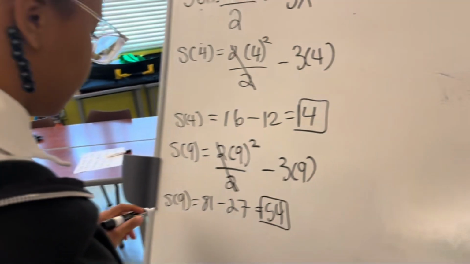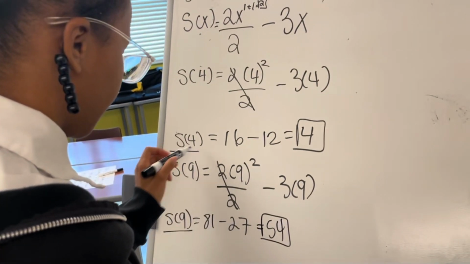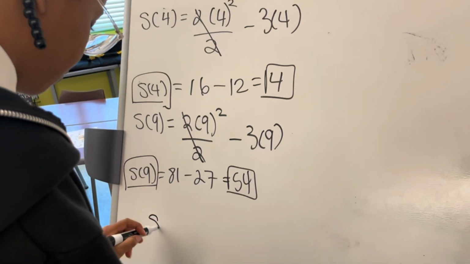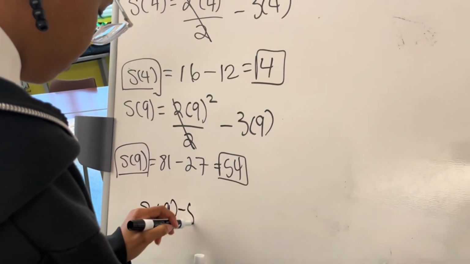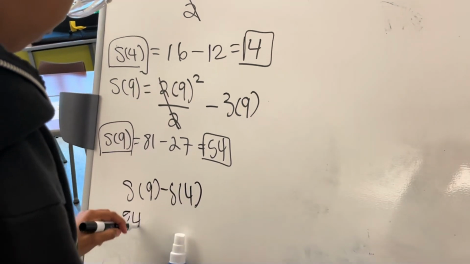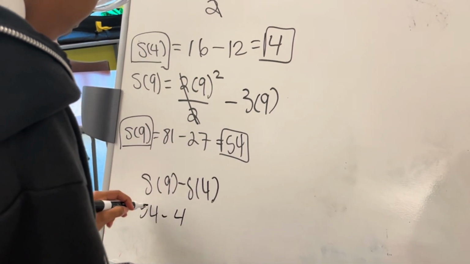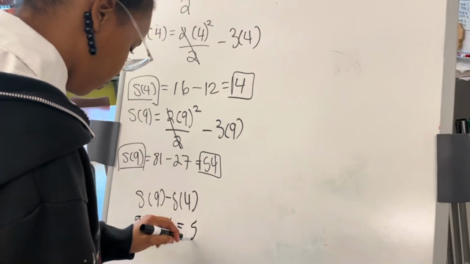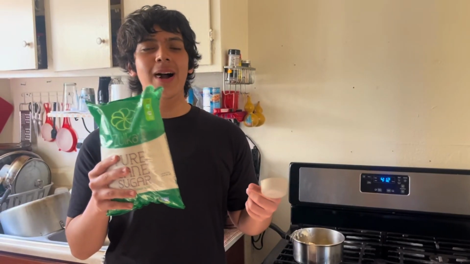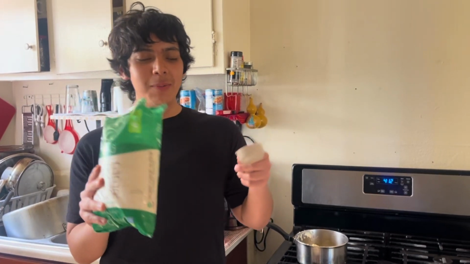After you find the upper bound and the lower bound, you subtract the lower bound from the upper bound, which gives you 54 minus 4, which is 50 grams of sugar. Thanks for finding out how much sugar we're going to need, and now I will be putting in the sugar.